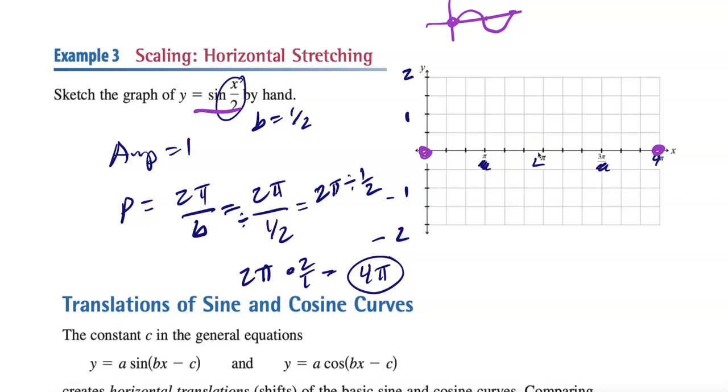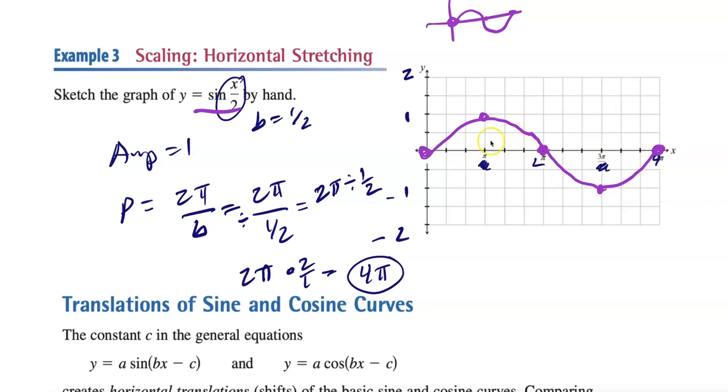Halfway would be 2 pi. Halfway between these two is my amp, which is 1. Halfway between these two is my amp, which is negative 1. And there we go. So it looks something like that.